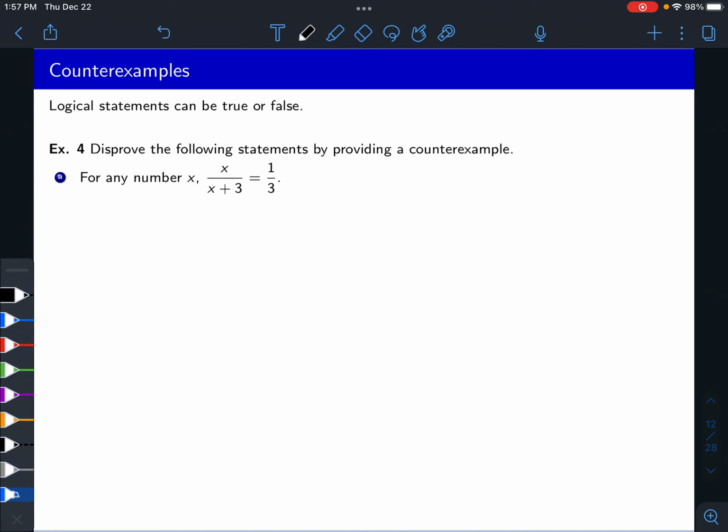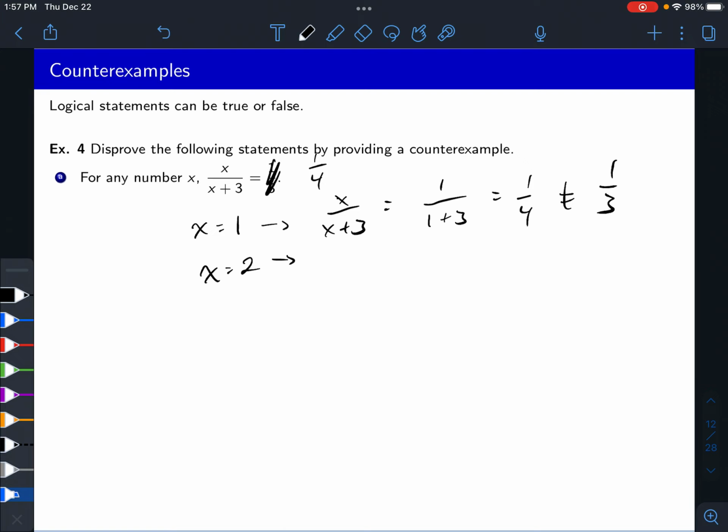So this is false, because you can just consider a counterexample. Let's make x equal 1. Then x over x plus 3 in this case is equal to 1 over 1 plus 3, which is equal to 1/4. This is different from a third, so you don't get that. Maybe you might think, oh, the answer should always be 1 over 4 then.